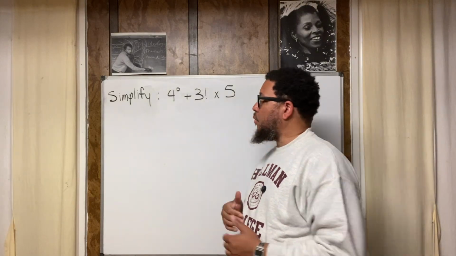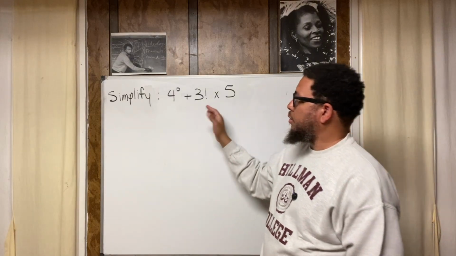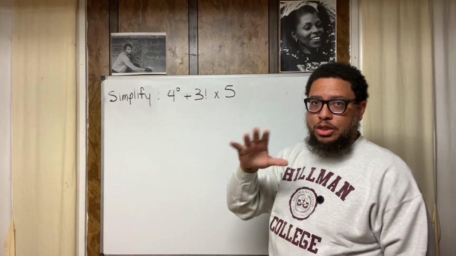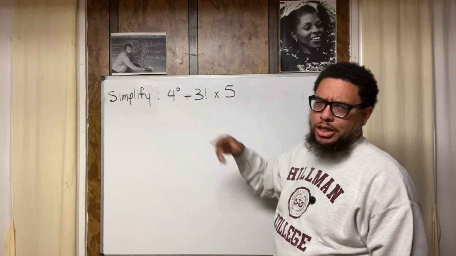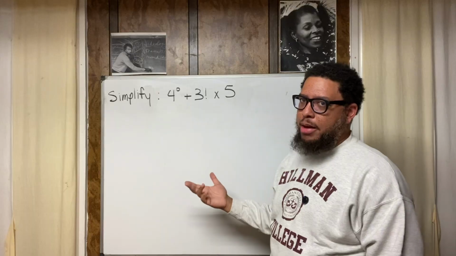All right, now, what are we dealing with here? We are simplifying an expression, right? We got 4 to the 0 power. And I picked this problem because I know a lot of people might not be familiar with what to do when you see a 0 exponent. That looks crazy, right? Or an exclamation mark. Like, why is there an exclamation mark in a math problem, right?